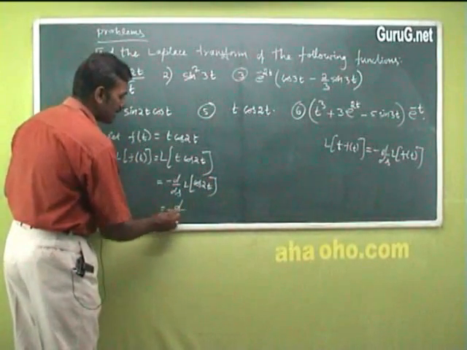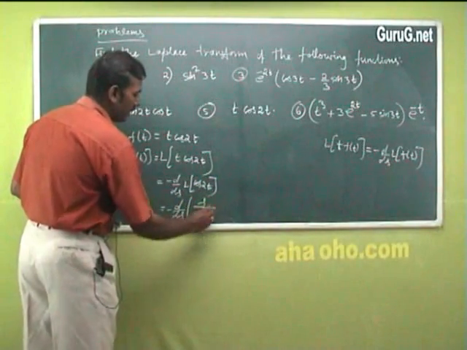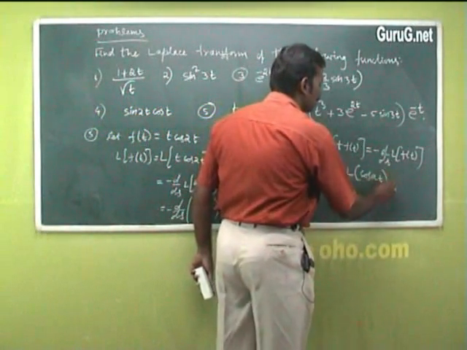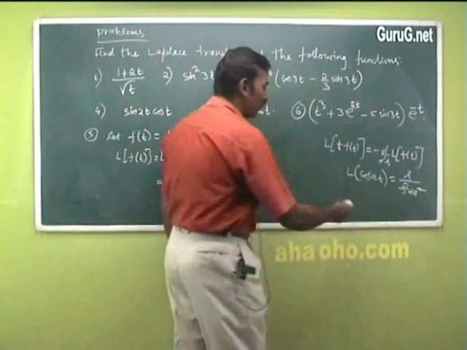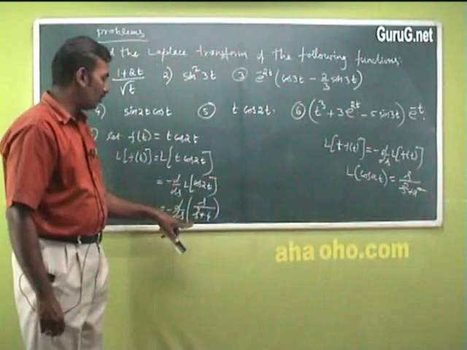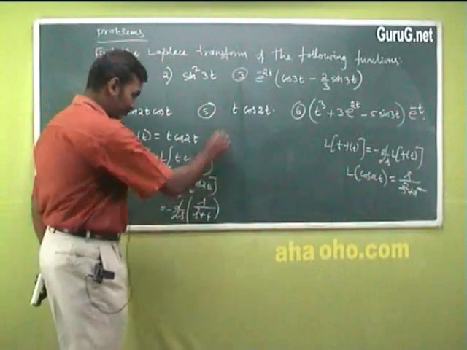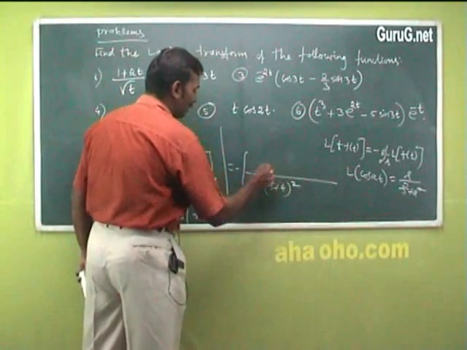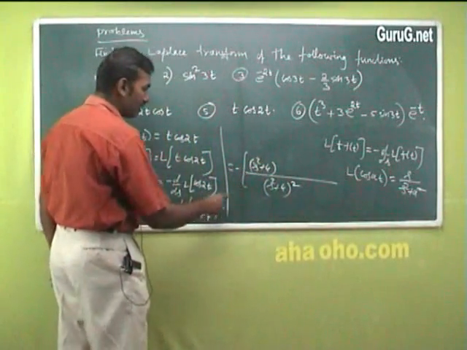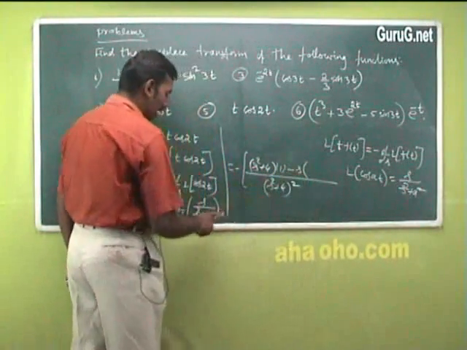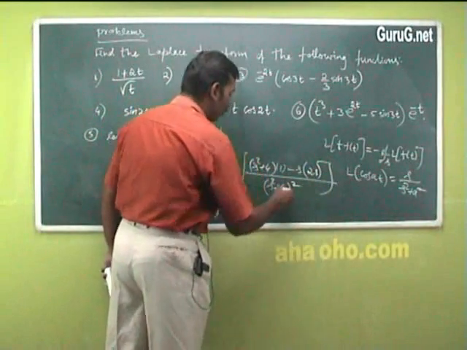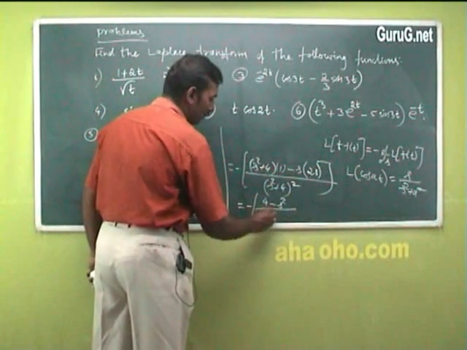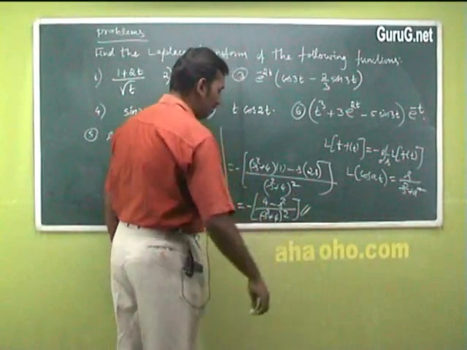So minus d by ds of L of cos 2t, which is s by s squared plus 4. L of cos at is s by s squared plus a squared. You apply this formula, you get s by s squared plus 4. Now differentiate this with respect to s, using the u by v rule. So s squared plus 4 the whole squared, s squared plus 4 into differentiation of s is 1 minus s into differentiation of this, 2s. Simplifying with the minus sign, we get 4 minus s squared by s squared plus 4 the whole square, which is the required result.